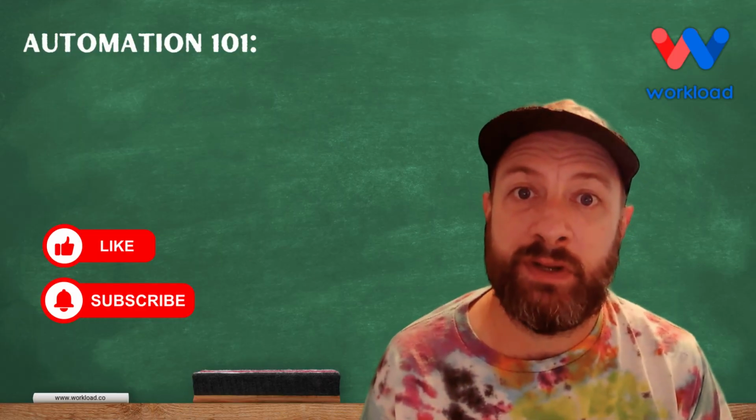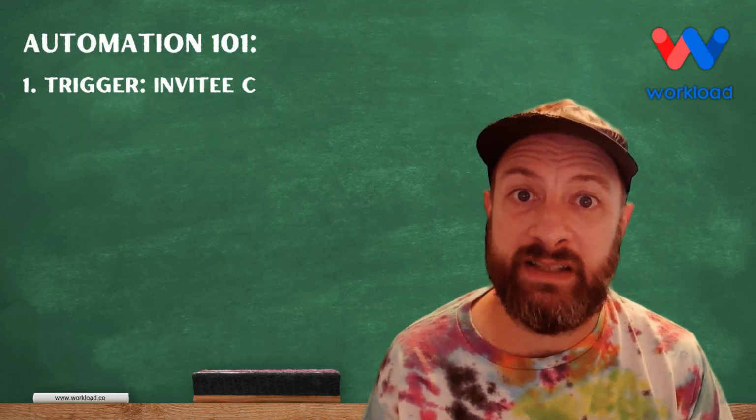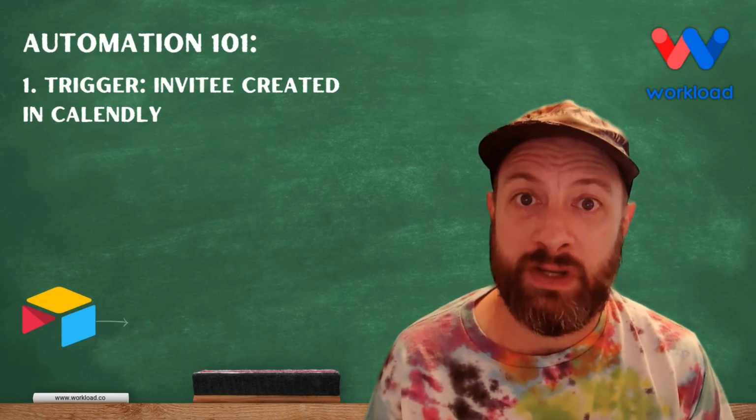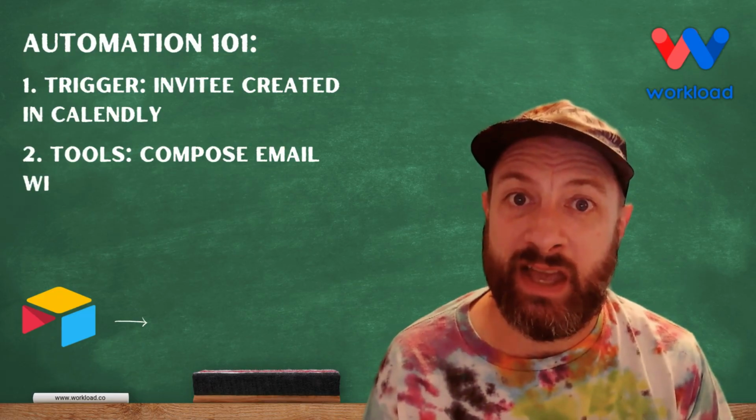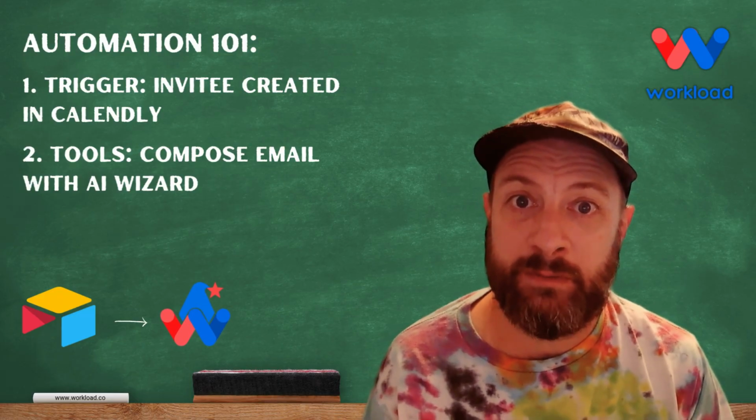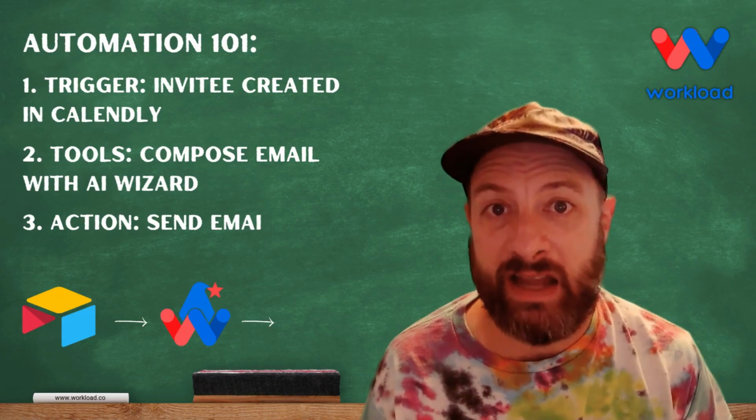In this video, we'll be building a workflow starting with a new invitee in Calendly. Then we'll be composing an email using the AI Wizard by Workload before finally sending that email with an attachment in Gmail.